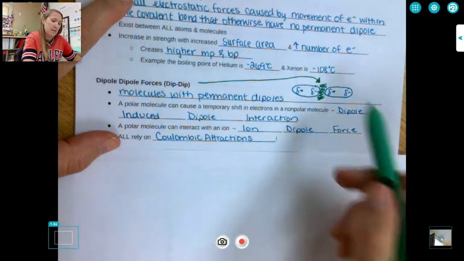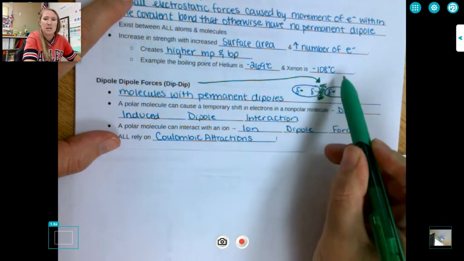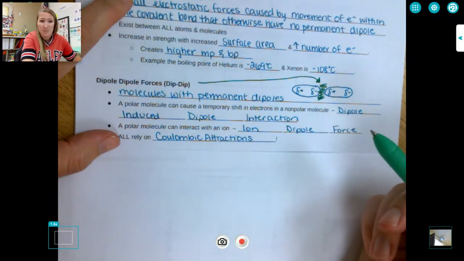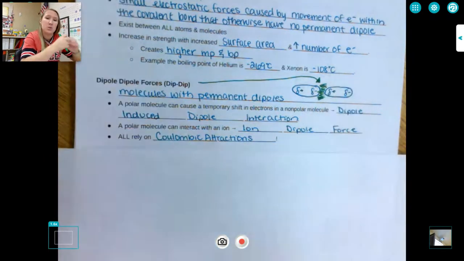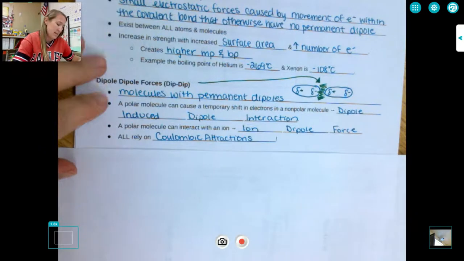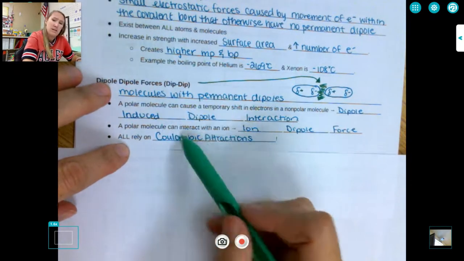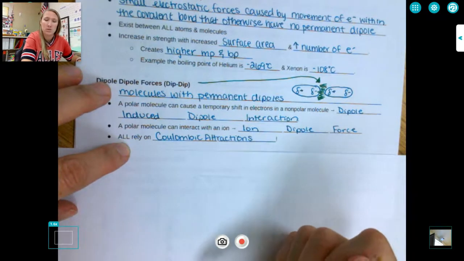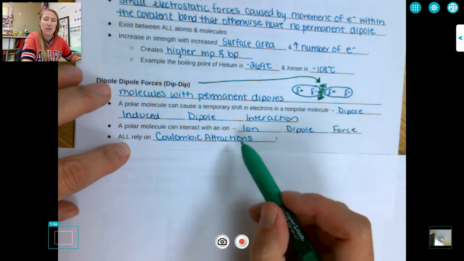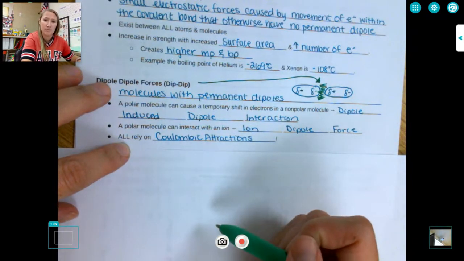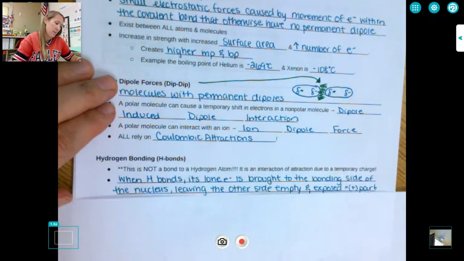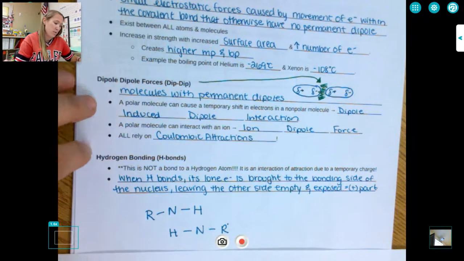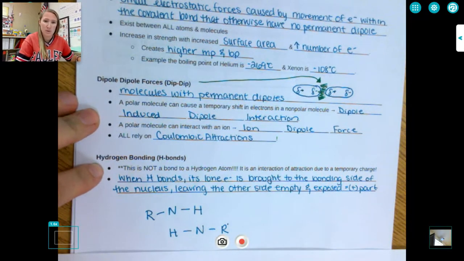And that happens because this partial negative, right, attracts to the positive side of an ionic compound because opposites attract, and then it's going to rip it apart. And we'll look more at that in a second. All of these, because they're attractions, rely on Coulombic attractions. So again, that's still this foundational force, just like what we talked about back in Unit 1. Coulombic attractions still apply. Our strongest type of intermolecular force is hydrogen bonding, or H bonds.